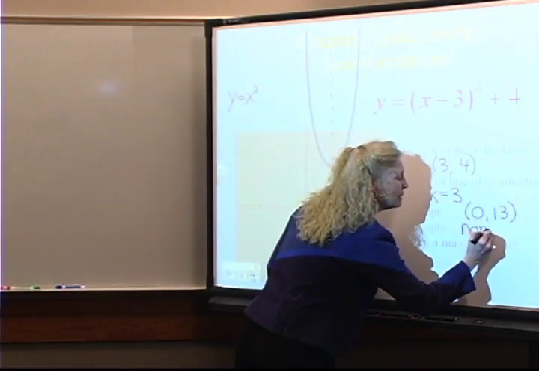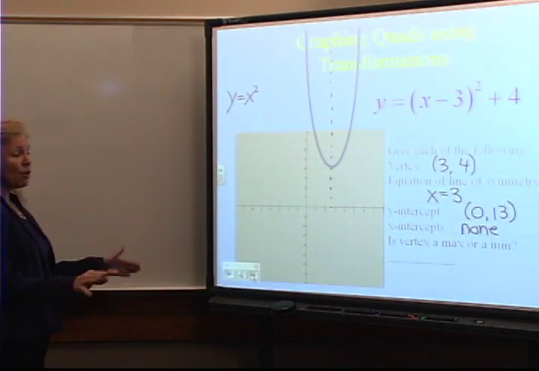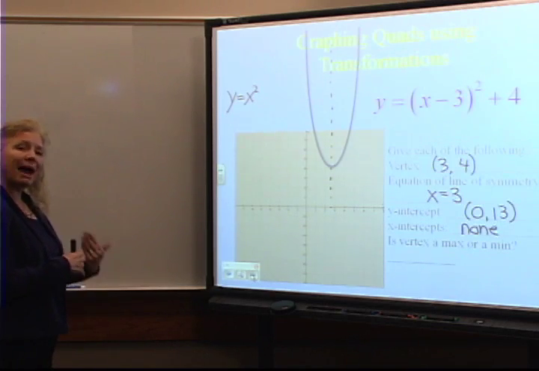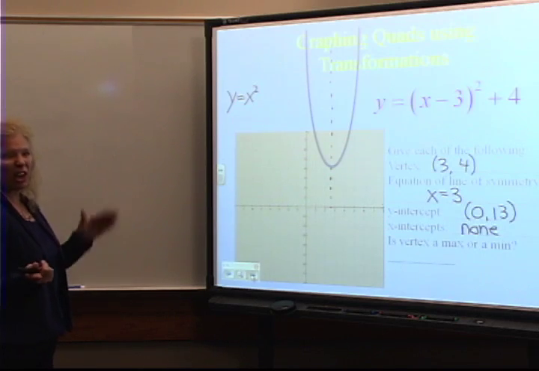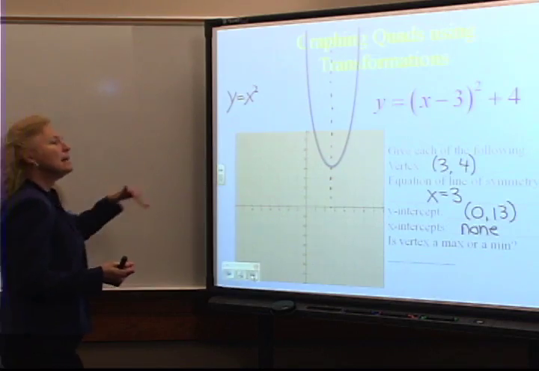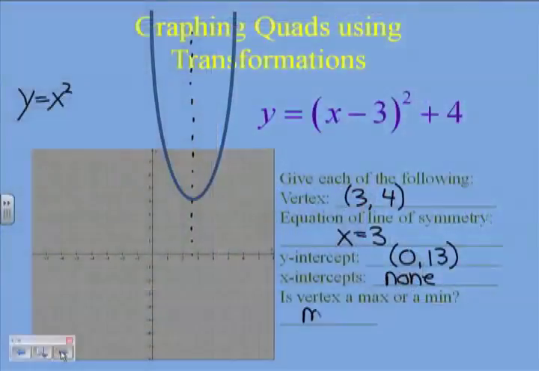So, none. And then another question that you're often asked as far as your quadratics go: will that vertex be a maximum value or a minimum value? In the case of the cow flying, that was going to be the maximum height he could possibly hit. In this case, that's the bottom. It's going to be a minimum.